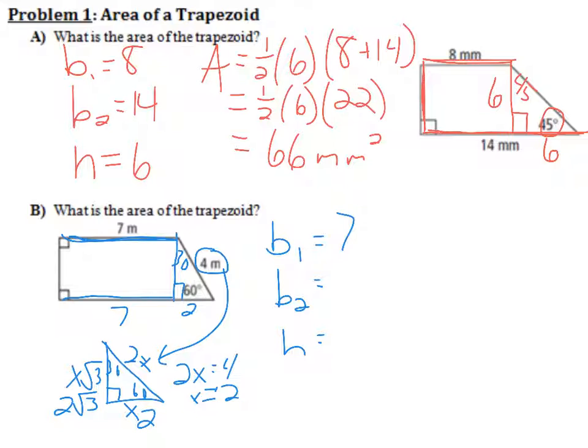So if I put that into my trapezoid here, I've got 2 on the bottom and 2 square roots of 3 on the left. So what that does for me is now I know the length of my B2. I've got a 7 on the left, and I've got 2 more. My B2 is going to be 9. And my height is now going to be 2 square roots of 3.